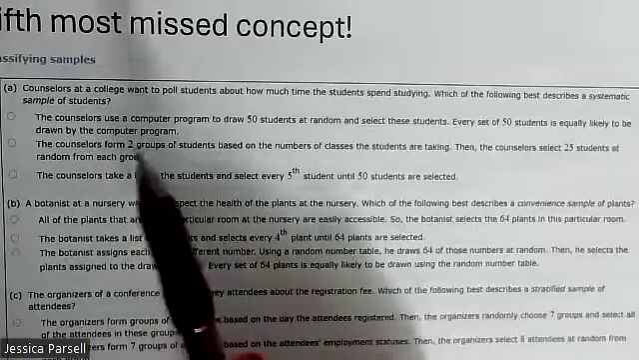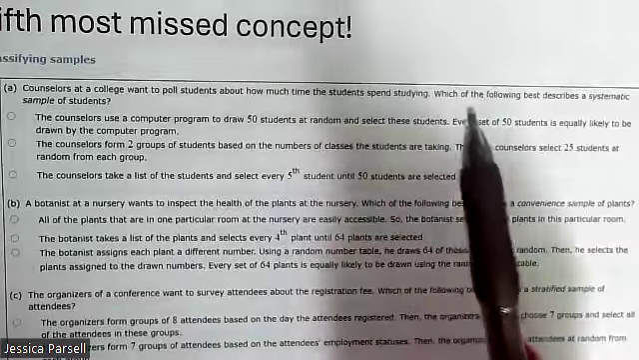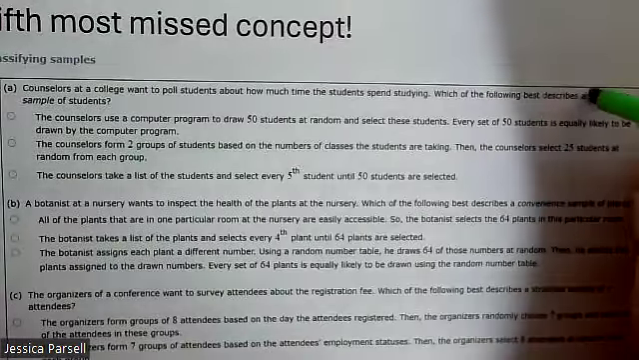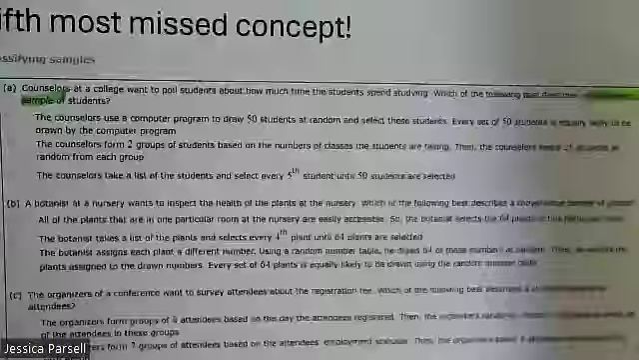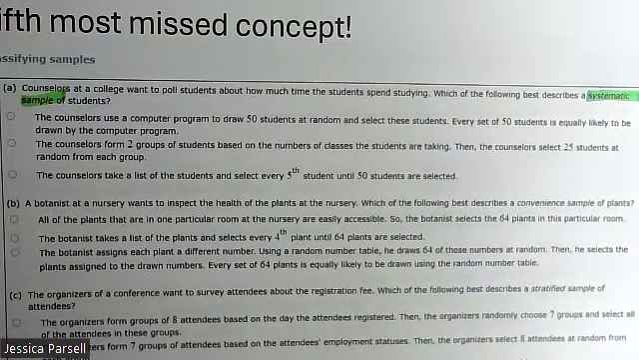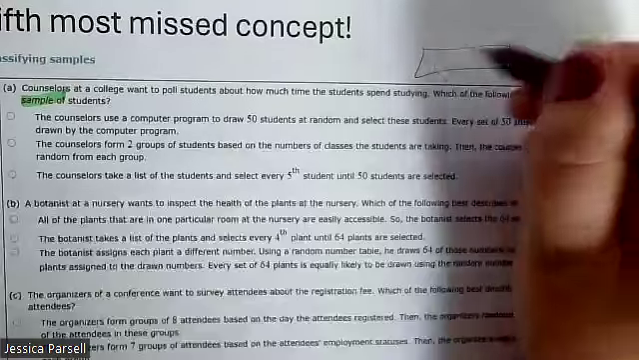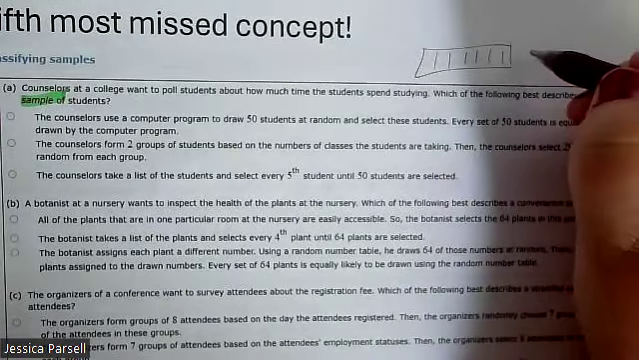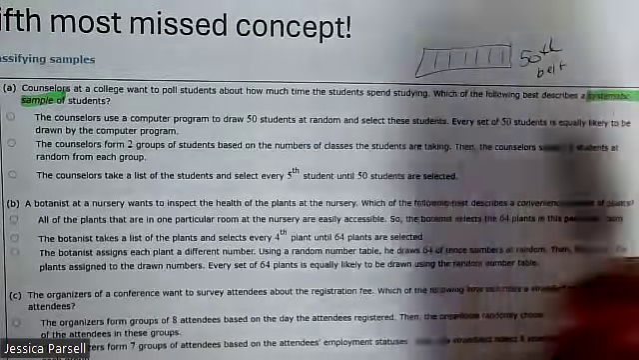So counselors at a college want to poll students about how much time the student spends studying. Which of the following best describes a systematic sample? So systematic sample is something like, let's just say you're at a manufacturing plant and they are manufacturing belts, right? And the belts are coming down like the conveyor belt here. And let's just say they sample every, I don't know, 50th belt. Okay, that's called systematically sampling.